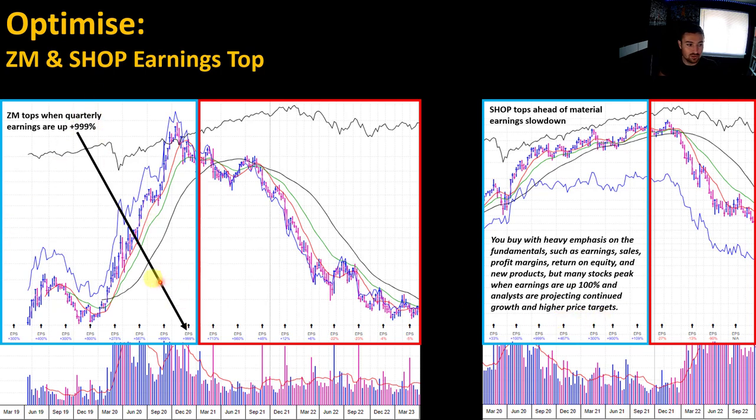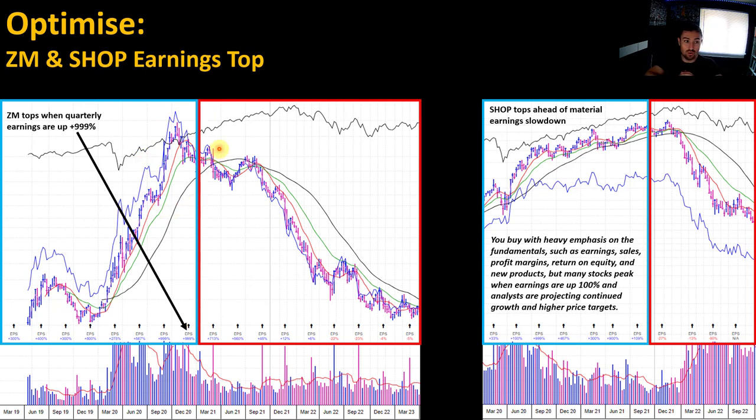So if you take a look at Zoom here, it builds this phase one base, powers out here, the red line is the 10-week moving average, but the stock actually tops when the earnings that are coming out are 999%. So the earnings are quadruple digits, back-to-back quarterly earnings of quadruple digits on a year-over-year basis, when they're comping against pretty high numbers in any event, like 300%, 800%, but you're still getting quadruple percentages coming through for the quarterly EPS. That's ridiculous, but that's where the stock tops out. So this is what O'Neil's saying.